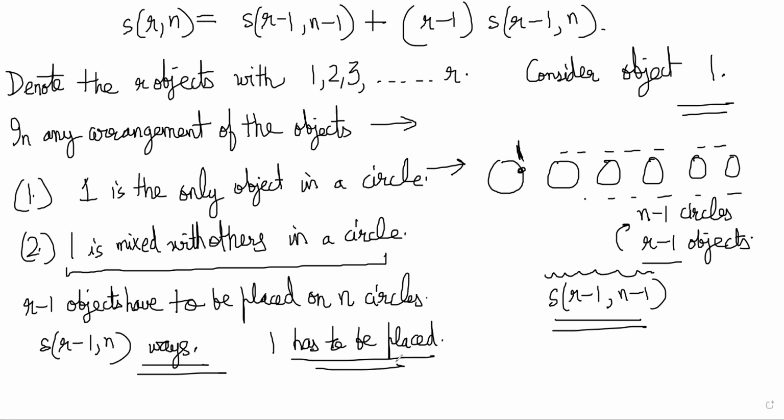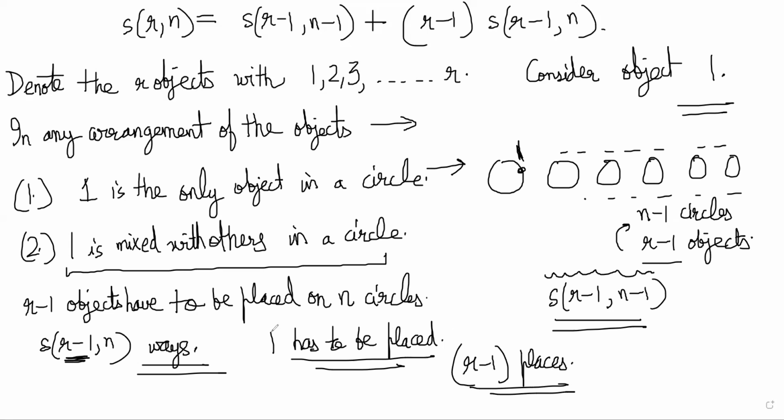And how many spaces are there? You can say that for each of the objects, you can put 1 to the immediate right of the corresponding object, right? So there are how many objects available? There are R minus 1 objects and you can put 1 anywhere. There is no restriction. You can put 1 beside any of these objects. So there are how many places? There are R minus 1 places, right? Where you can put 1 to the immediate right of any of the other objects, right?